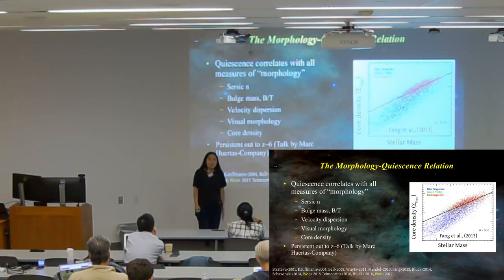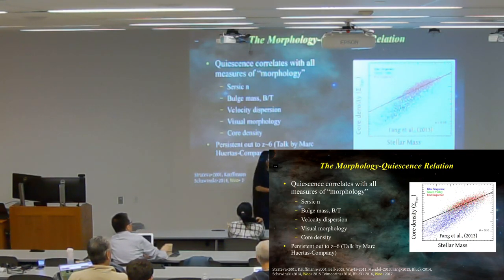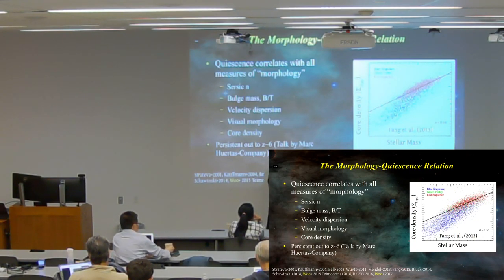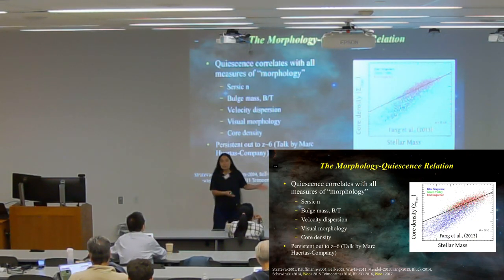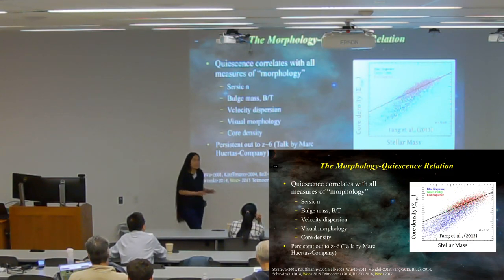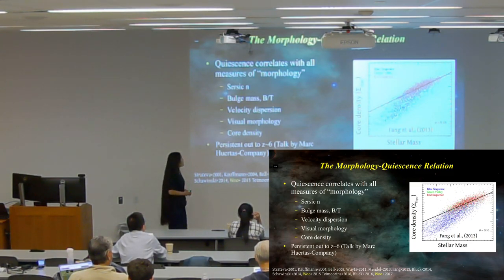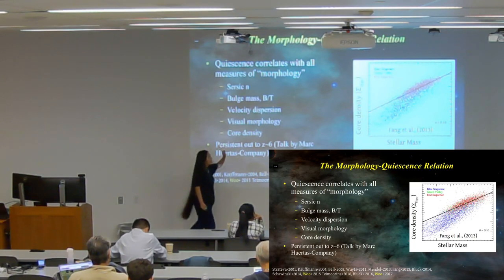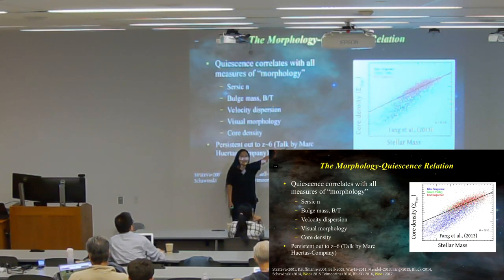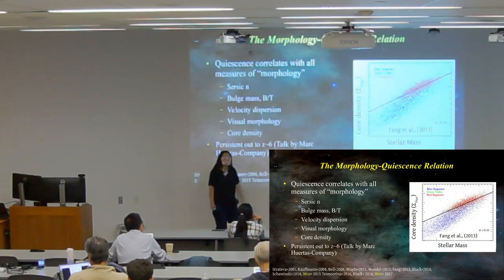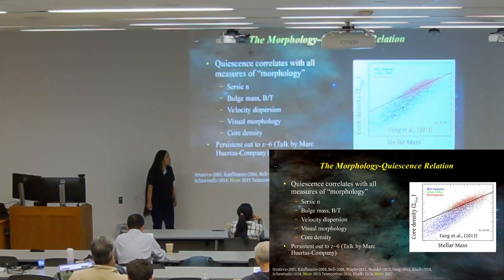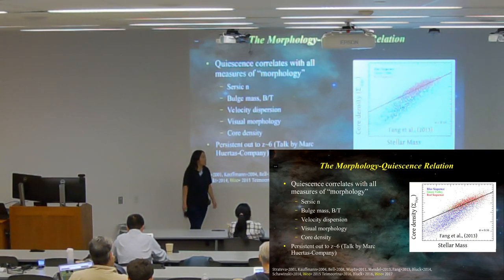Today I'm going to focus on the core density, which is the stellar mass density within the inner kiloparsec, or 2 kiloparsecs, depending on the resolution of what I'm using. In this relationship, the quenched galaxies, plotted in red, have higher core density at the same stellar mass than the star-forming galaxies, plotted in blue. This relation has been seen, not exactly in these quantities, but it's persistent out to redshift 6, as we heard from Mark the other day.